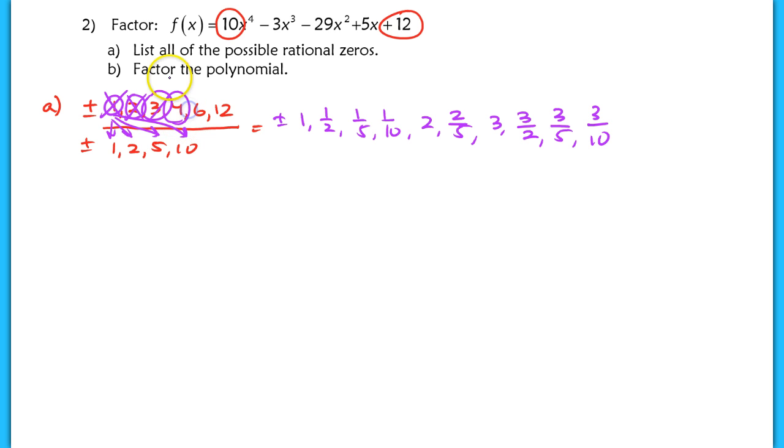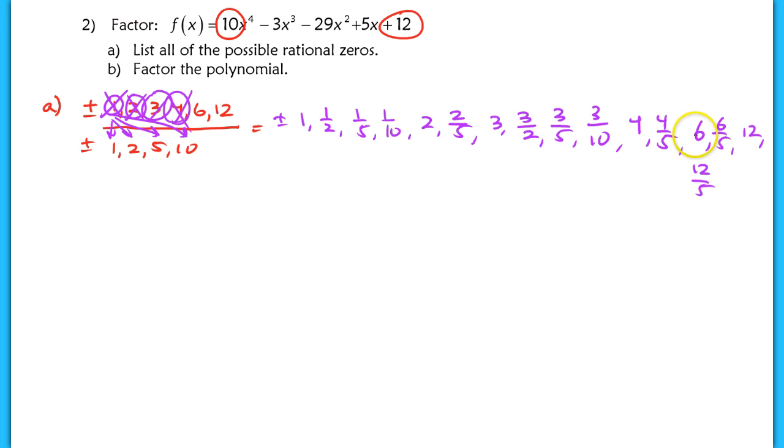Now I move on to 4. So you can see this is pretty boring, but I have 4 over 1, which is 4. 4 over 2 is a repeat. 4 over 5 is brand new. And 4 over 10 is a repeat of 2/5, so I'm done with that one. Then I take 6, and so on. So I'm going to just finish off this list real quick.